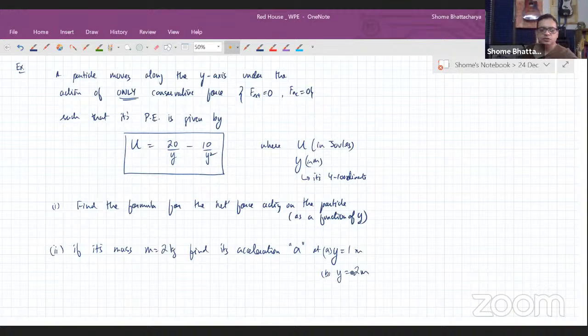Okay, so this is not your everyday mechanical system with spring and gravity and all that. This is a theoretical, or hypothetical, situation, that some kind of imaginary force which is conservative is acting on a particle, making it move only along the y-axis, such that now the potential energy of it is given by this.